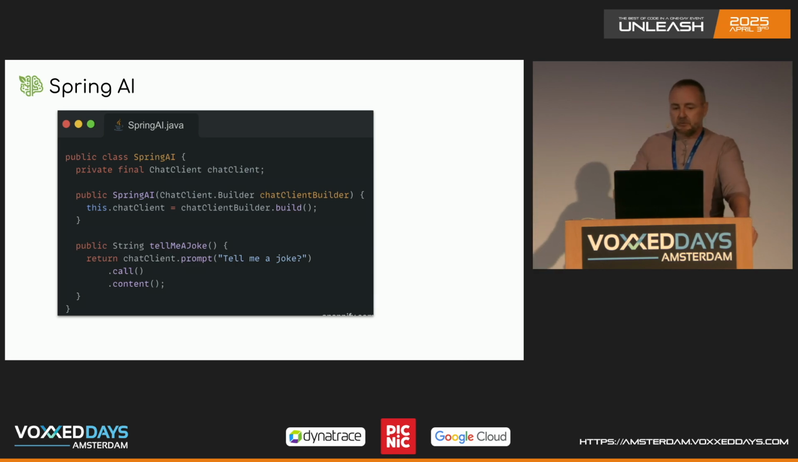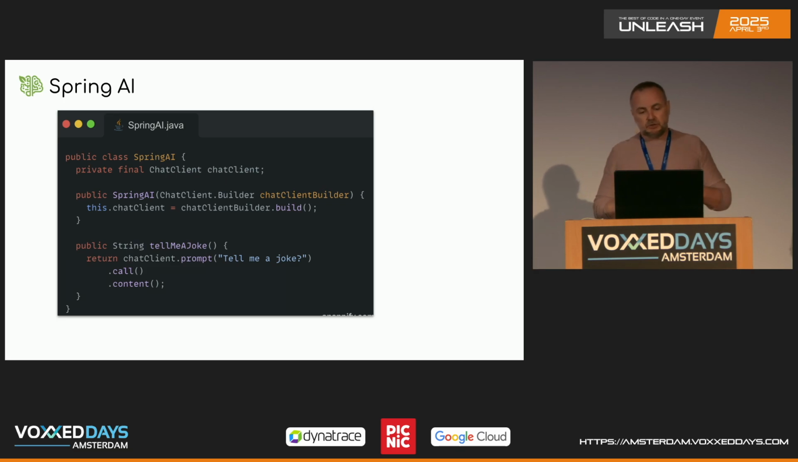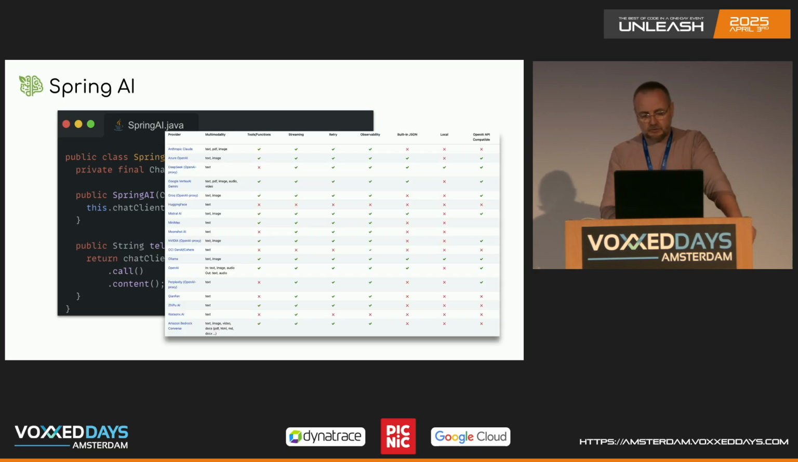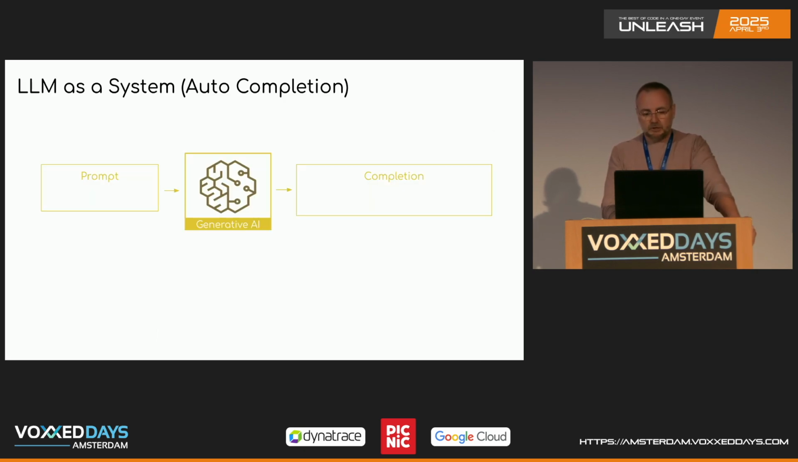This is the canonical Hello World application. If you have provided certain dependencies for some models, Spring AI would pre-create and auto-configure the chat client for you, and you can use it to do something useful. As I said, there are a lot of different models that you can interchange.